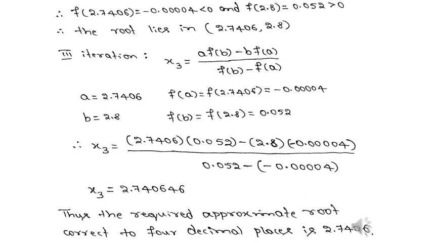We can conclude our answer as the approximate real root correct to 4 decimal places is this. We have corrected up to 4 decimal places. Since this number is less than 5, we will not give any increment to this. This remains as it is. So we have taken this value as the final answer. This completes the problem.